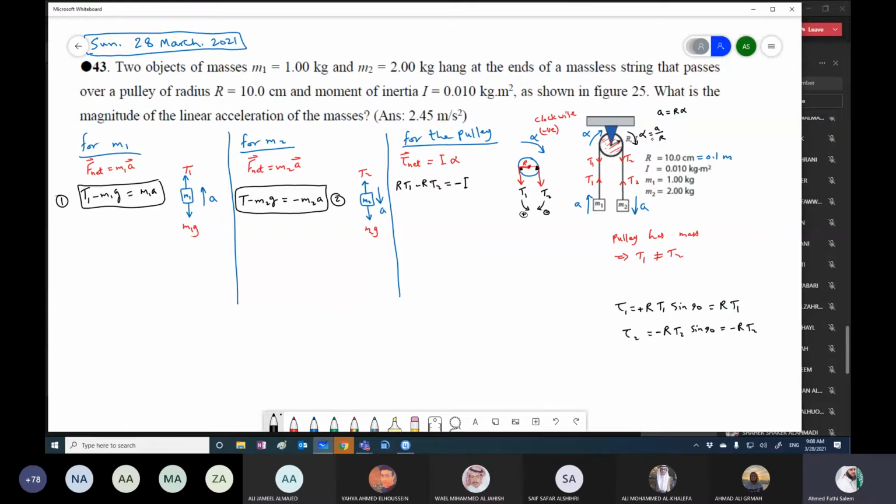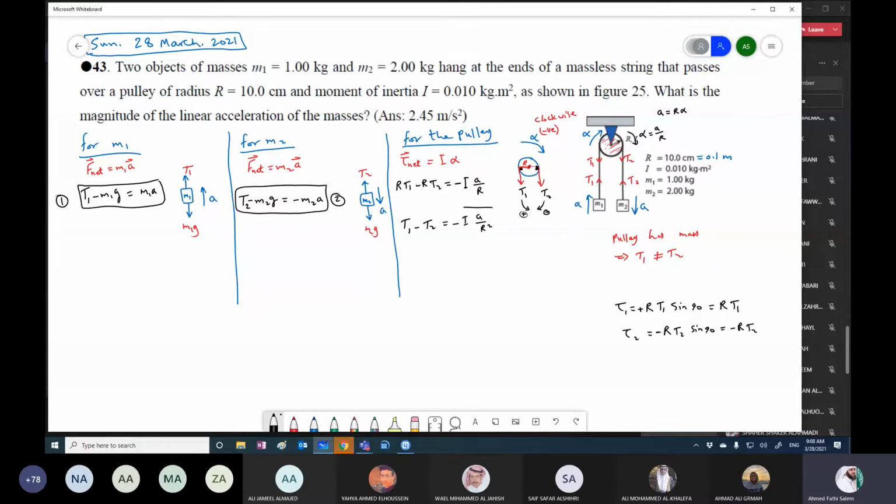Right, guys? Yes. Equals R alpha, so alpha equals A over R. So this is minus I A over R. So here we put T2. This is T2. So from here, if you divide all over by R, you will end up with the following: T1 minus T2. I divided by R, so this will be minus I A over R square.